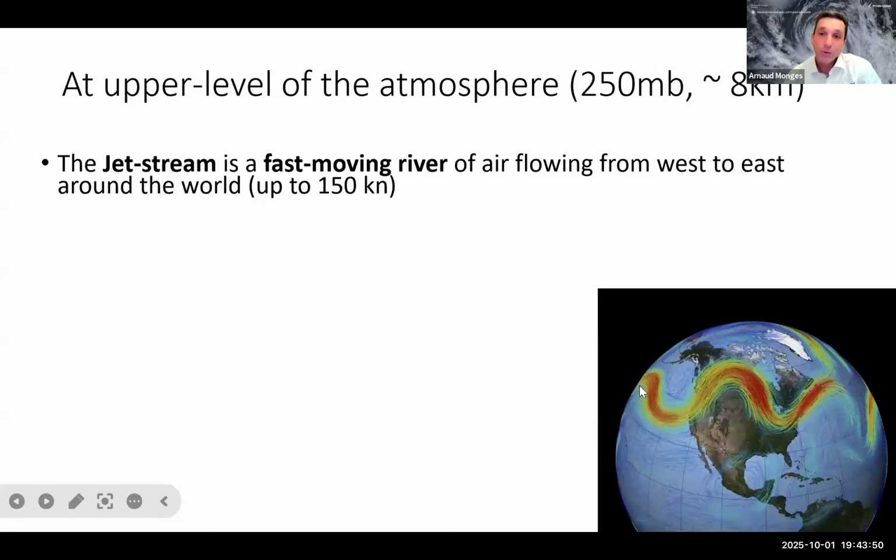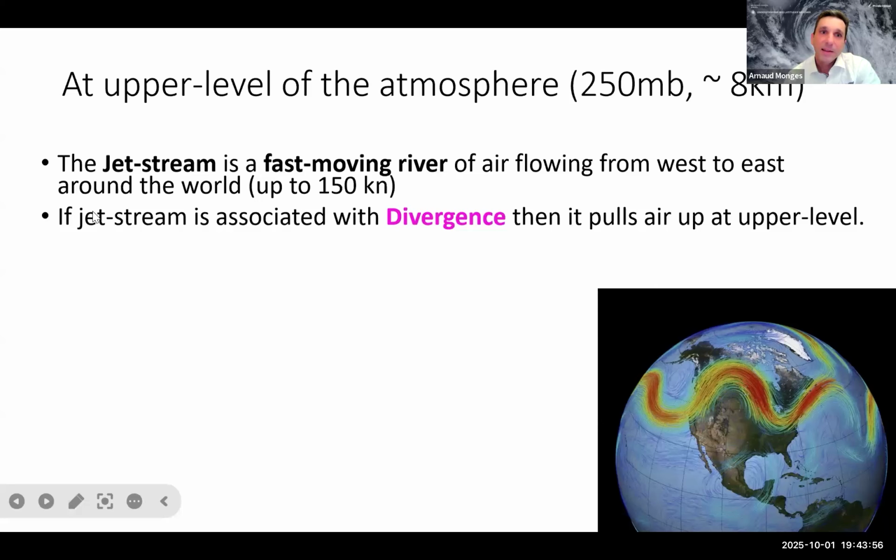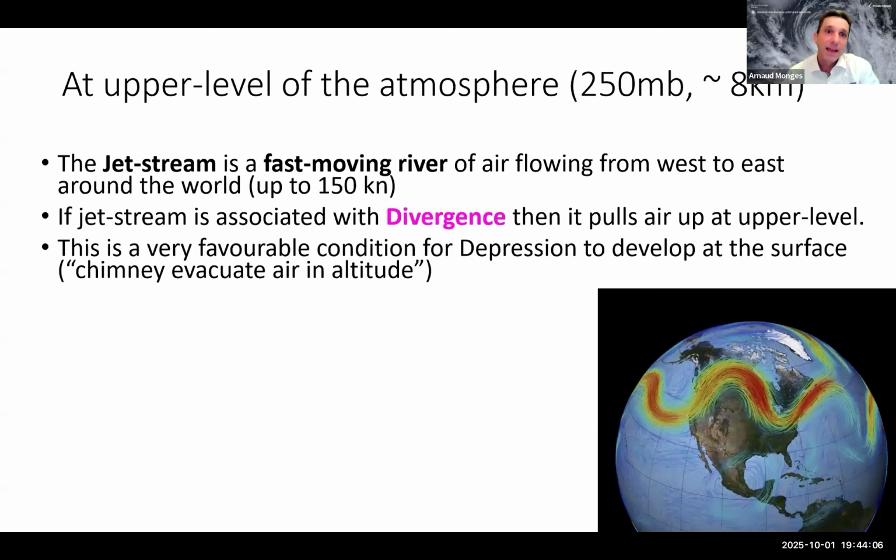I put here a picture. So this is the river of very high wind speed. And if the jet stream is associated with divergence, the evacuation of the air, then it's going to pull the air up at upper level. And this is a very, very favorable condition for a depression to develop at the surface.